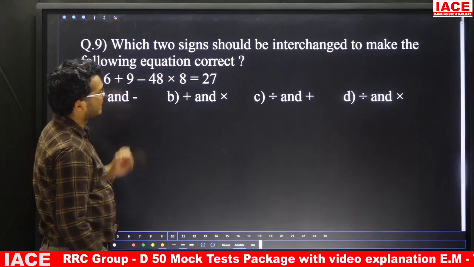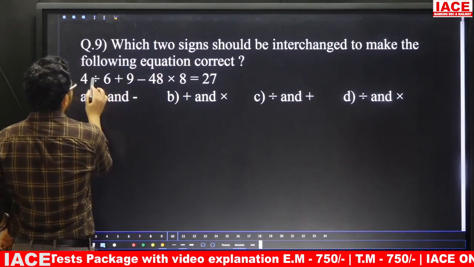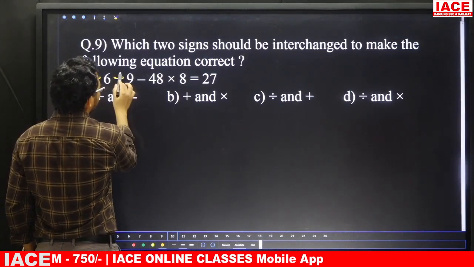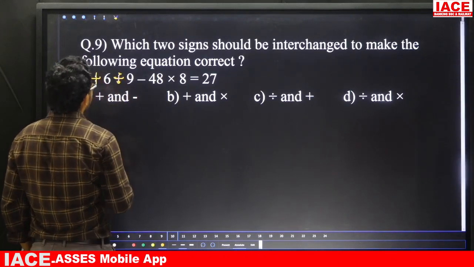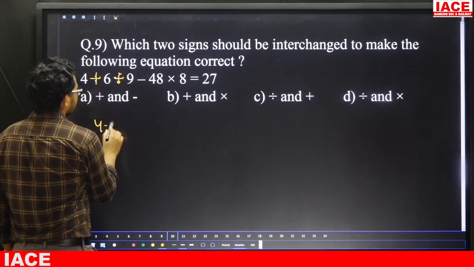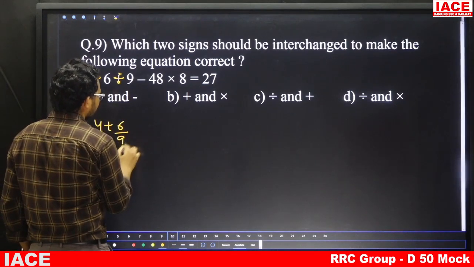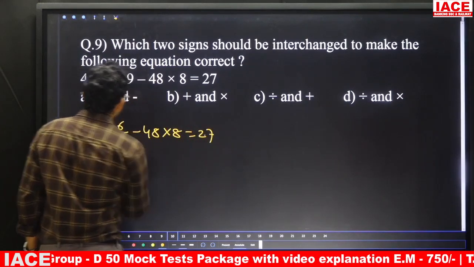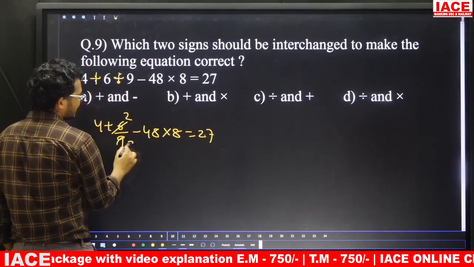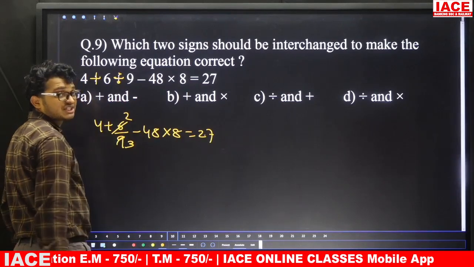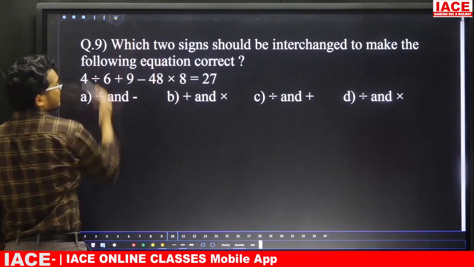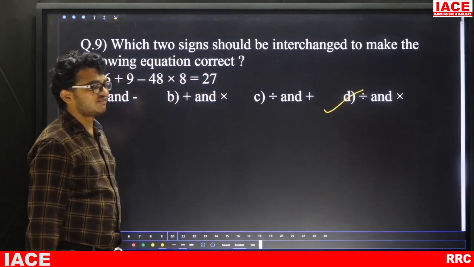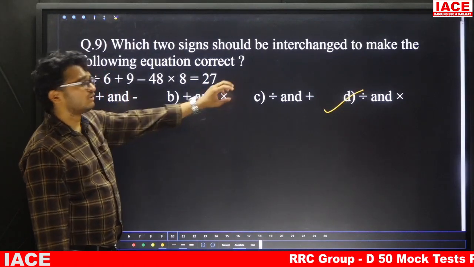That means option B also, no chance, go for option C. Option C is what? Divide by and plus. If divide by is there, replace with plus. If plus is there, replace with divide by. Now, suppose friends, take here 4 plus 6 by 9 minus 48 into 8 equal to 27. Next 6 2s are, next 6 3s are, that means here also there is a chance to get a fraction. But we need an integer, so no chance. That means the remaining option D is the answer. So question number 9, answer is what? Option D.